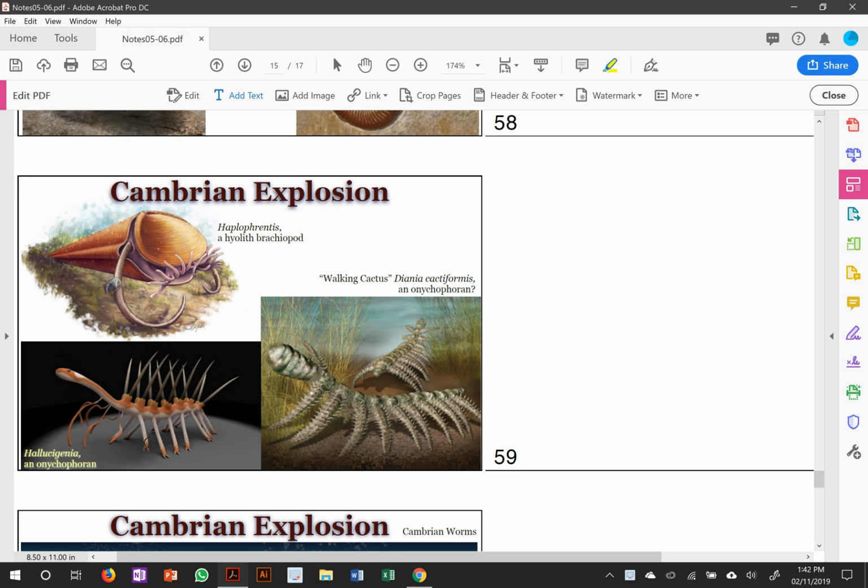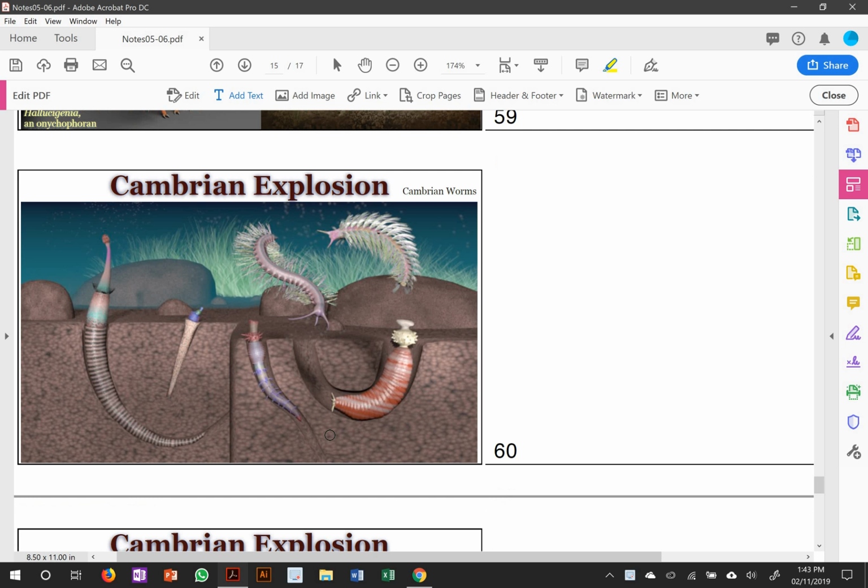There's another critter called the walking cactus, Diania cactiformis. That's from China. That also may be related to these guys as well. And you guys had models of these when we did our Cambrian lab, and some of these you'll see again when we get to the arthropod relatives lab. I'll bring these models out again. We've got a model of this one you'll see this week, to show some of the worms during the Cambrian.